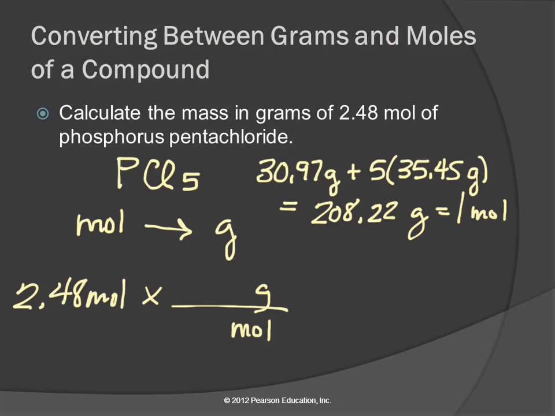We need to find the grams, and we need to get rid of the unit mole. It's the units, so the moles cancel out. This is the relationship, grams and moles. 1 mole is this many grams. 1 mole, 208.22 grams. We'll do the mass, and how many sig figs should this have? 3. So that's going to be 516 grams.